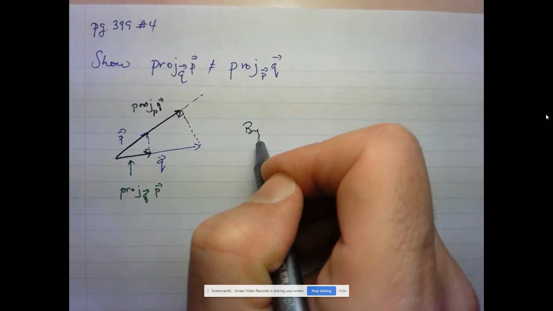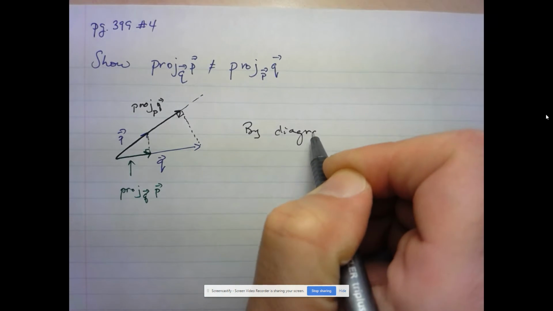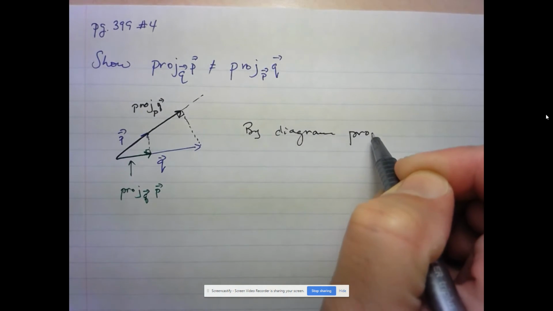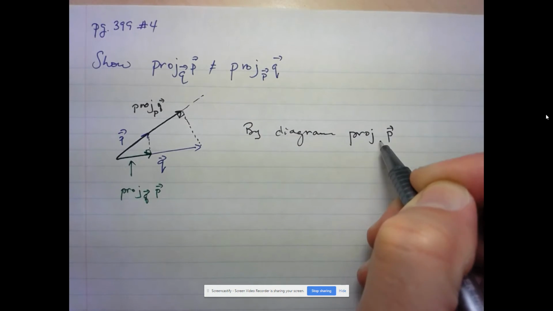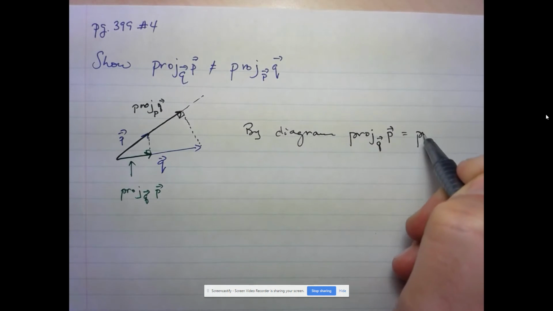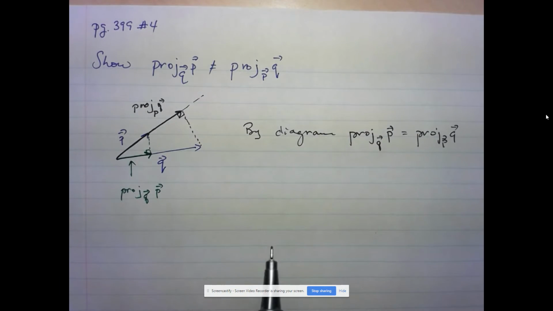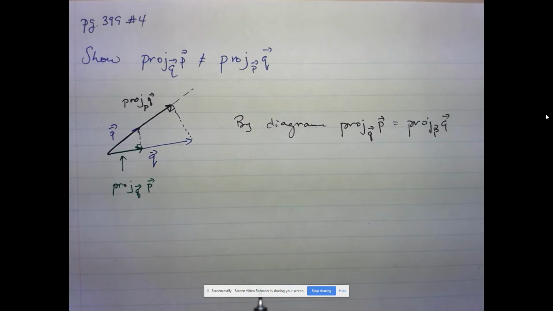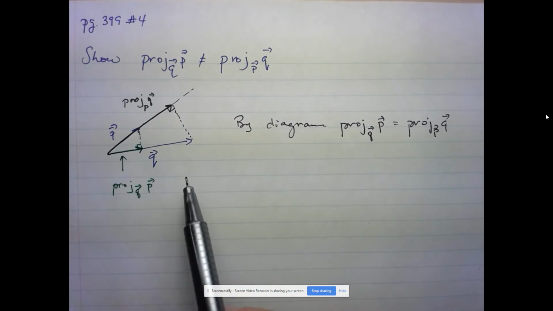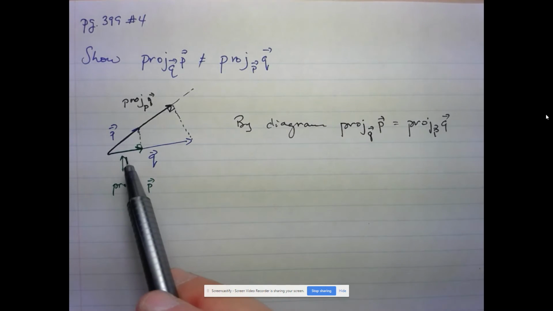Okay, so by diagram, we can see that the projection of p onto q is not equal to the projection of q onto p. And remember, when we're trying to find a counterexample, that is, to show that something is not true, all we have to show is one example. And clearly these two vectors are not the same.